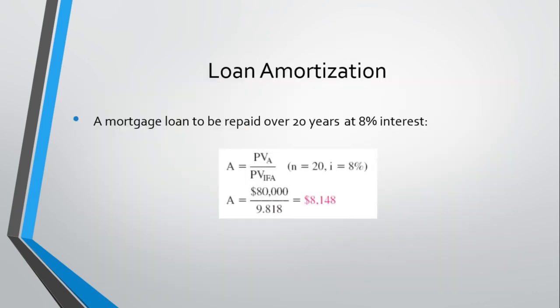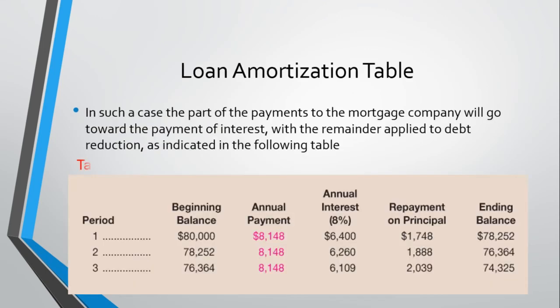Loan amortization, another thing that you can look for. A mortgage loan to be paid over 20 years at 8% interest, for payments. You take the present value amount over the present value factor from the table, so you would have 80,000 divided by the 9.818 from our table, and you get 8,148 as our annual payment for our mortgage. I'll be providing more Excel examples on this.